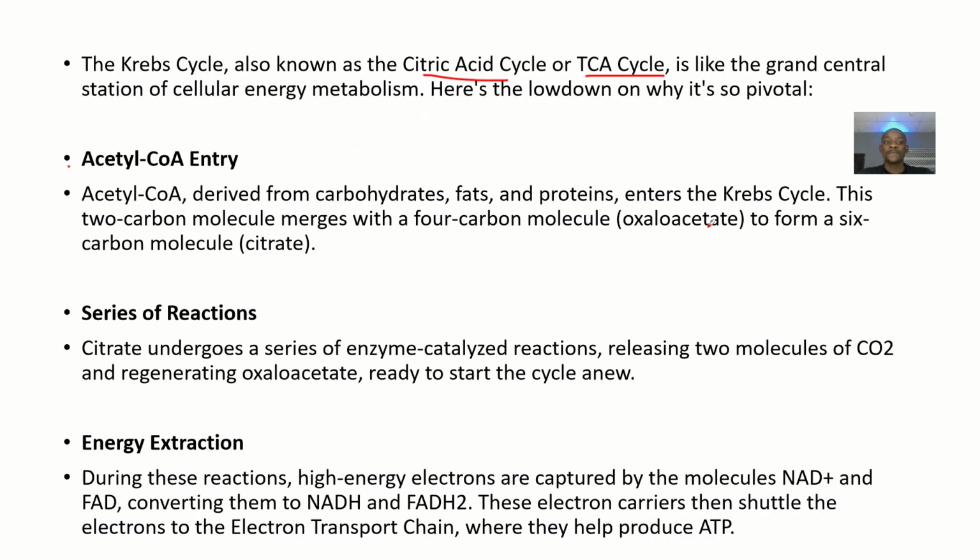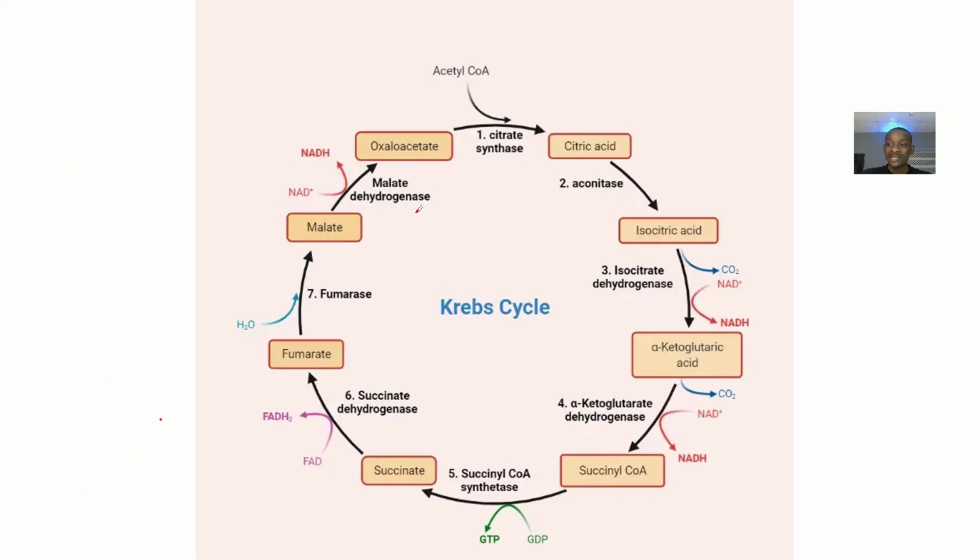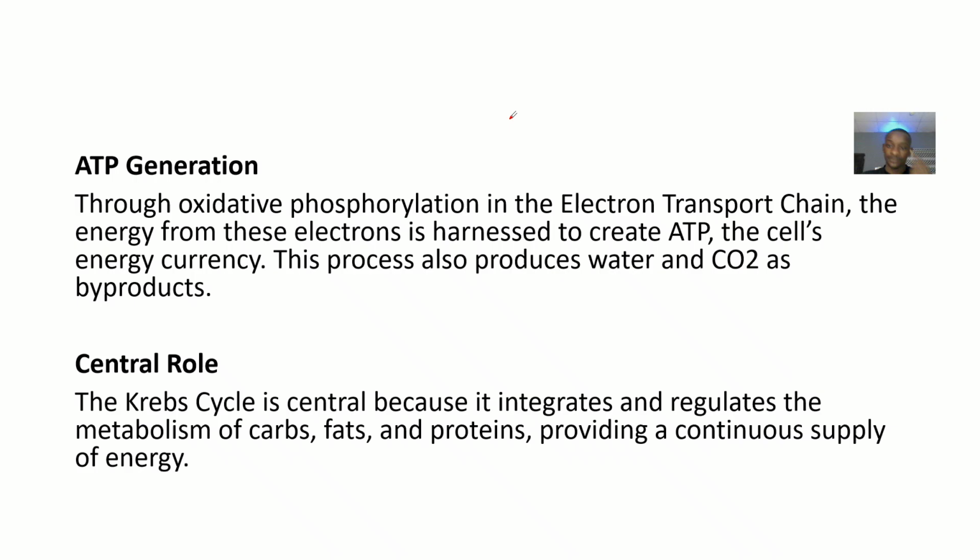Okay. So for acetyl CoA entry, acetyl CoA is derived from what? The glycolysis. We have spoken about glycolysis. All right, it's derived from pyruvate. Okay, so it is derived from carbohydrate, fat, or protein metabolism. So it will now enter the Krebs cycle. You can see how acetyl CoA enters the Krebs cycle.